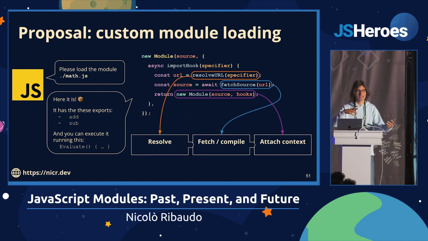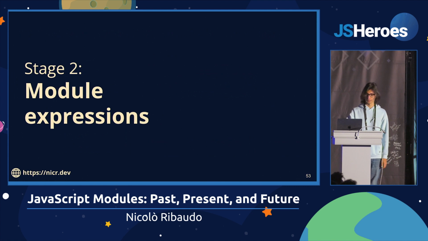And we can see that this is equivalent to hooking into these three phases, resolve, fetch and compile, and attach context, that are exactly the phases that are usually handled by the browser, by Node.js. So with this proposal, we could, for example, take some modules that know how to resolve themselves in Node and re-implement the node resolution in the browser, or vice versa. And we can more easily move code from one platform to the other by virtualizing how the module loader works. And we've just seen that now modules would be a thing we can store in a variable.